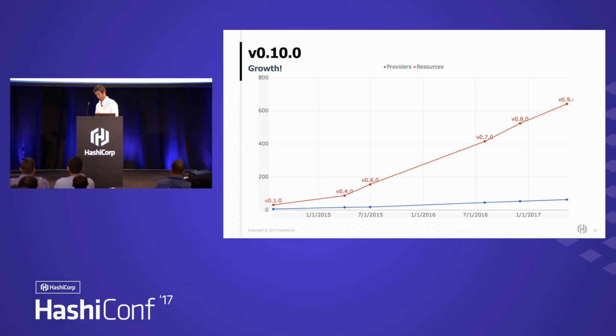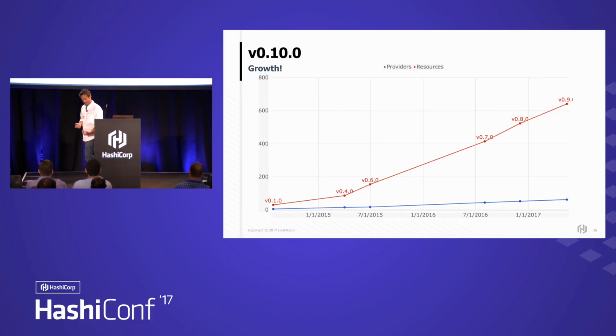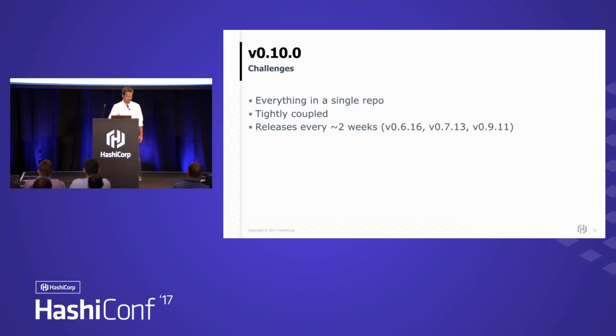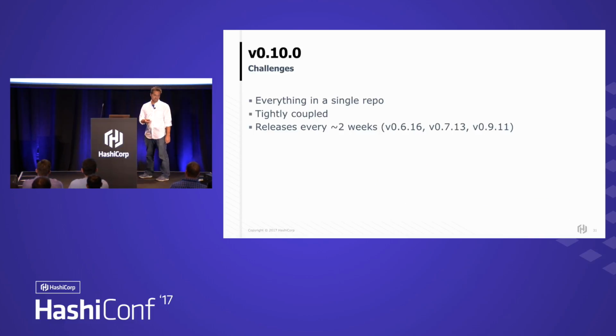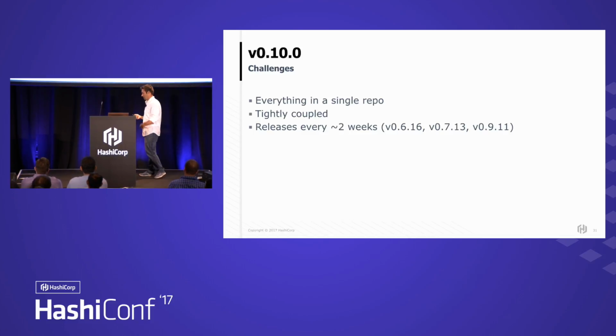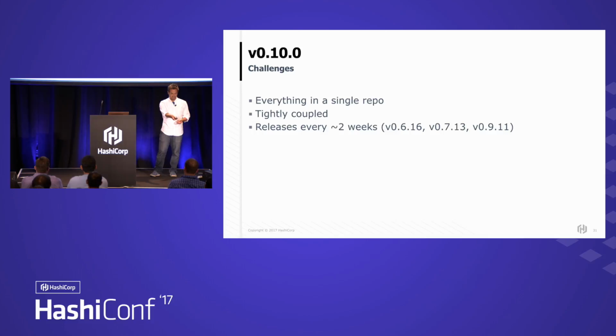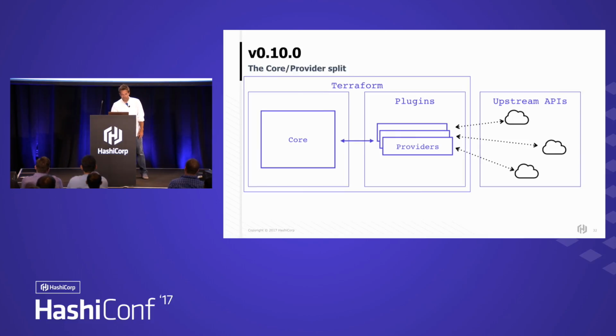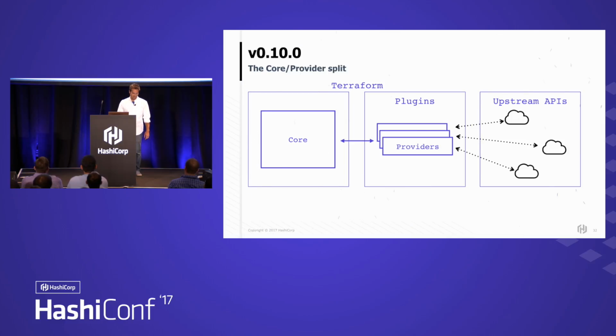But as an operator, I would imagine you probably weren't very happy upgrading the core library every 2 weeks to keep up with some of your fixes. So yeah, this is what I was saying. Everything was in a single repository, and they were tightly coupled, right? So we were having releases every 2 weeks. So yeah, version 6.16, 7.13, 9.11. So with version 10, we changed that.